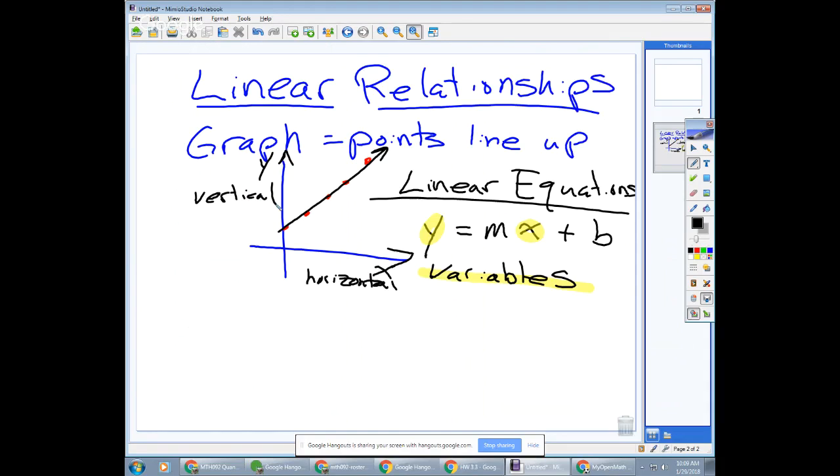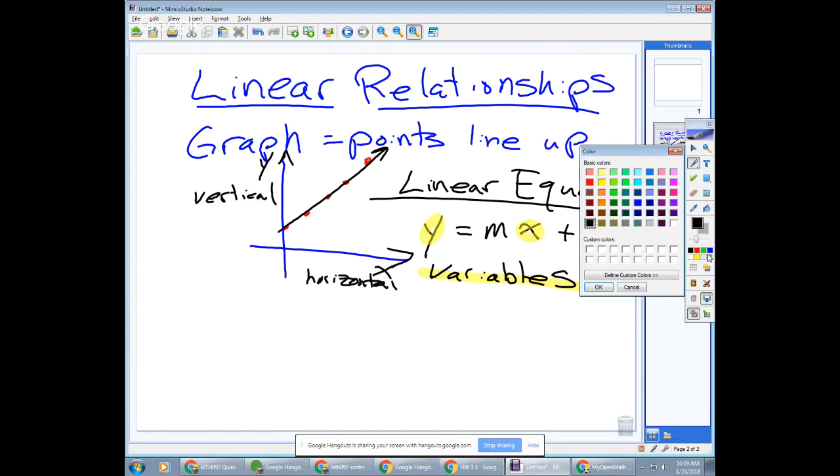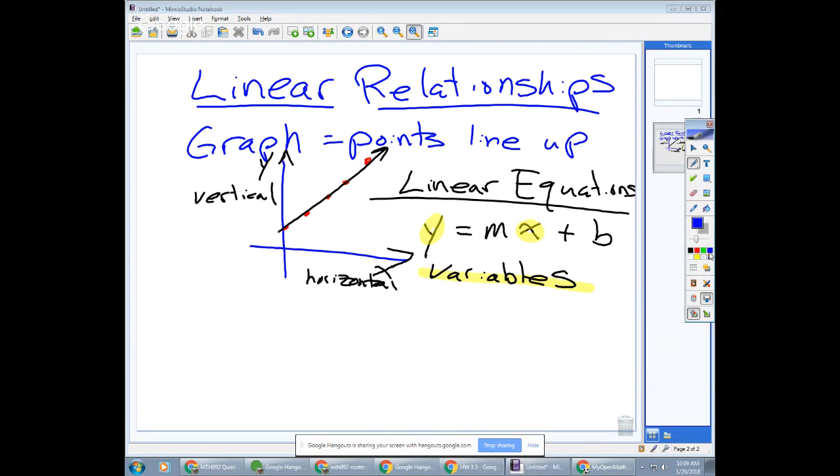Some other words we use when we're talking about these. The horizontal variable here is usually called the independent variable, because usually we pick a number for x, plug it in, and figure out what y is. So the y value depends on what the x is. So the vertical variable, the y, that's called the dependent variable, because the way we have this formula written, it's designed to plug in x to figure out what y is.